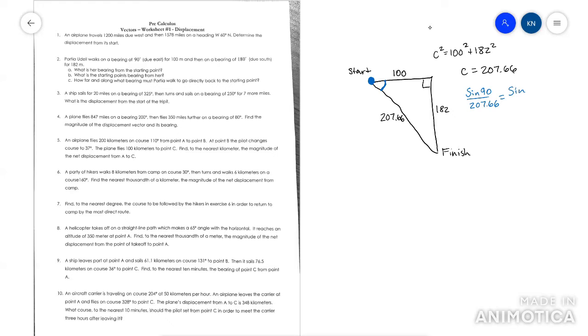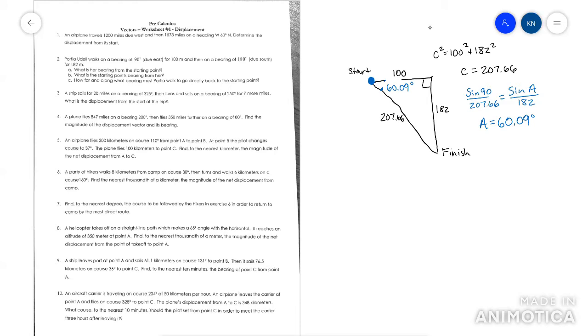We'll call this angle A, and its opposite side length is 182. If you solve this correctly, you will get angle A as 60.09. So this is no longer A, this is 60.09 degrees.